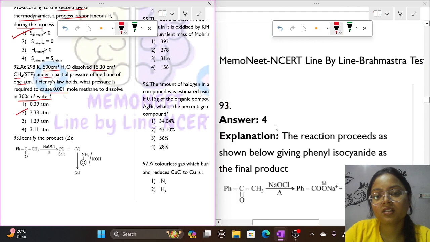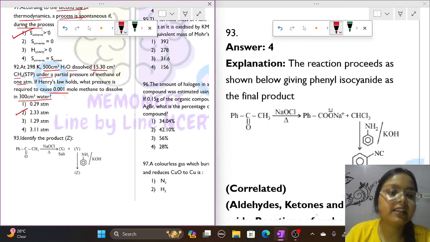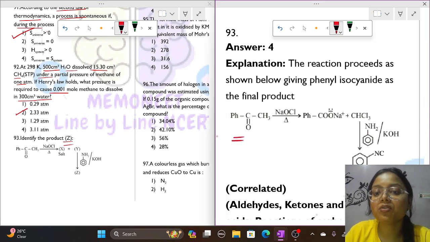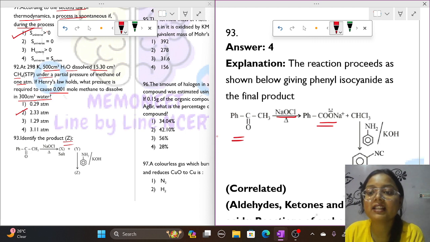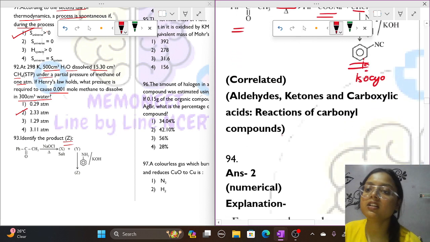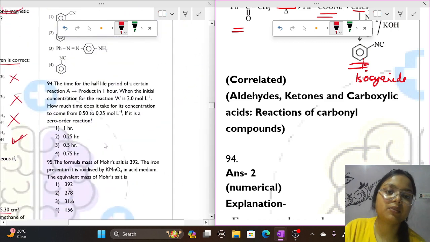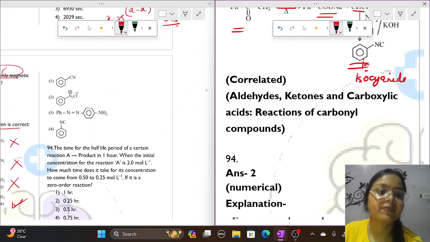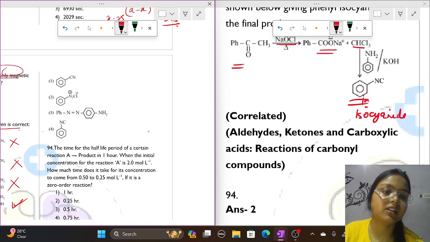The next question is question number 93. We have to identify the product Z. This ketone on reaction with NaOCl will give sodium phenoxide. Then on reaction with CHCl3, this type of compound is formed. This is isocyanide. So which is the correct option for Z? Option number 4 is the correct option.